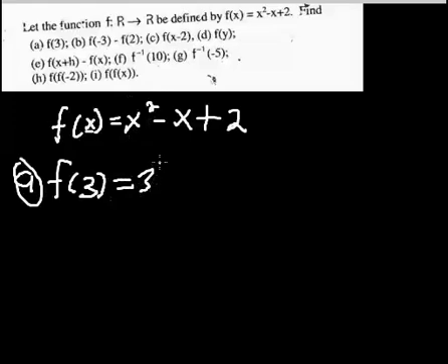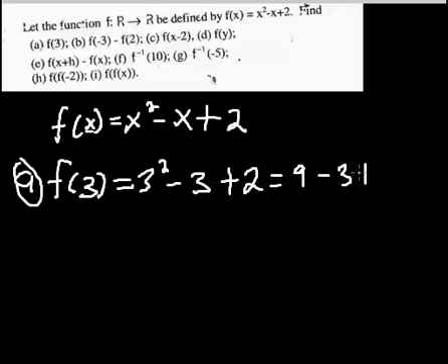That'll be 3 squared here, then minus 3. Any place I see x, I put 3. Then plus 2. If I do this, this should be 9 minus 3 plus 2, which of course, if we do this, I have 8. All right, so as simple as that.